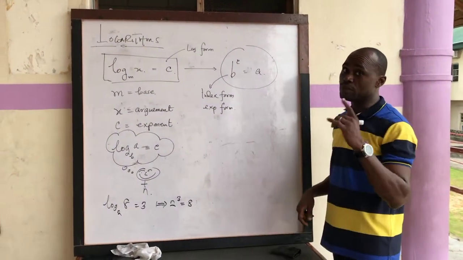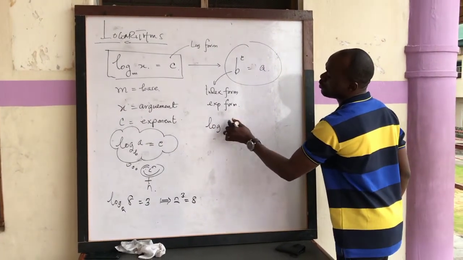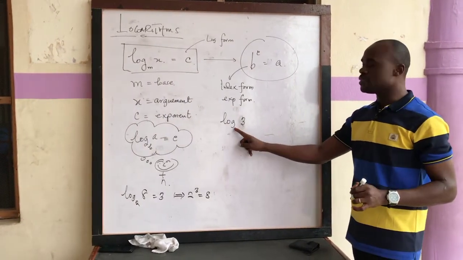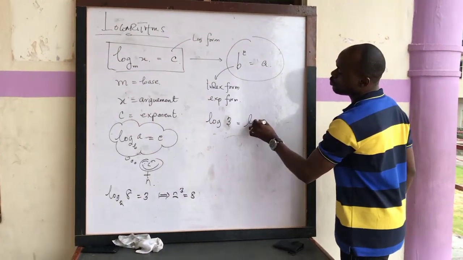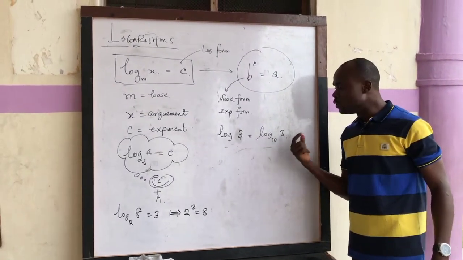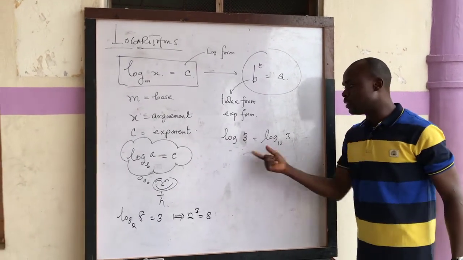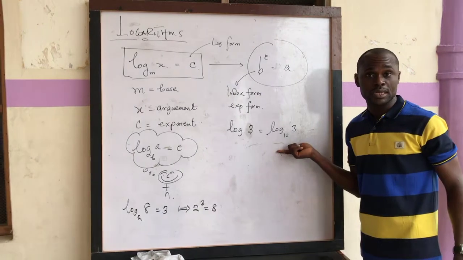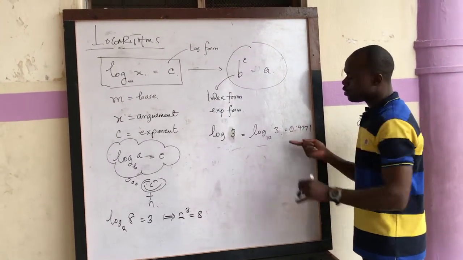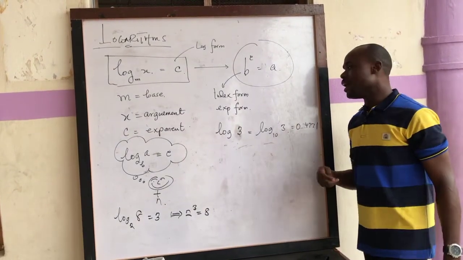Sometimes logarithms are written without the base. Sometimes you see something like log 5, or log 3. Once it is written like this, the base is actually base 10. So instead of writing the base all the time, once you see log 3, it's actually base 10, and there is a table that gives you the value. So log 3 is actually 0.4771. You can check that out in your table.